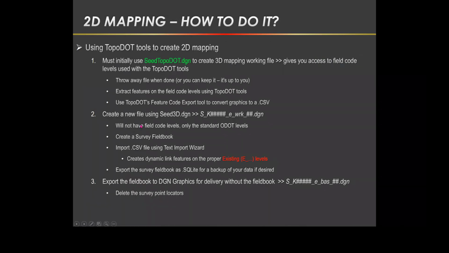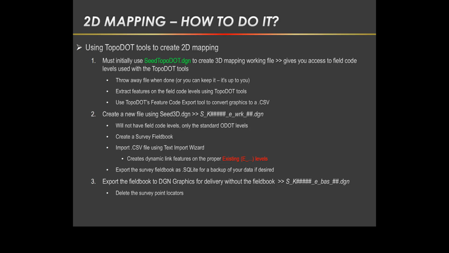So if you want to do the TopoDOT method, you need to initially use that seed TopoDOT DGN. You're going to create this 3D mapping working file. And what that seed TopoDOT .dgn seed file does is it gives you access to the field code levels that you're then going to use with the TopoDOT tools. It's really just a throwaway file, this initial file. When you're done with it, when you've extracted all the features on those field code levels using the TopoDOT tools, and you've used TopoDOT's feature code export tool to convert those graphics to a CSV, you're really kind of done with that file. You don't need it anymore. I would keep it, but you wouldn't have to.